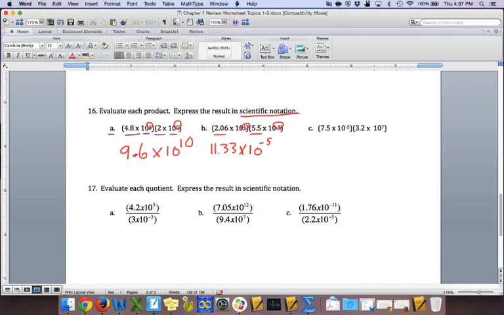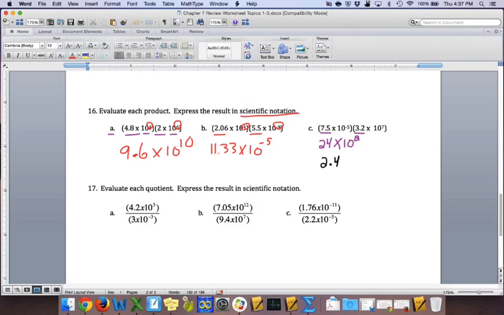Okay, this next one's a little more tricky, and you may not be quizzed on this, but it's important to know how to look at it and do it as well. When you multiply 7.5 and 3.2, you're going to get 24. So at first glance, this is going to be 24 times 10 to the 2 power, because we're adding the negative 5 and 7. However, scientific notation does not allow us to have a 2-digit number before the decimal point. We want to be able to write it as 2.4.